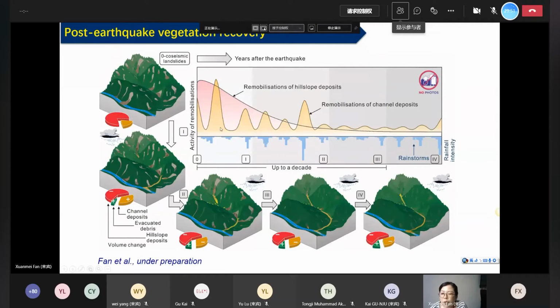So the debris flow activity actually shows a different trend from the post-seismic landslides. As I just mentioned, for post-seismic landslides, we have a clear decay a decade after the earthquake, but for debris flow events, we see fluctuations with the changing intensity of rainfall after the earthquake.